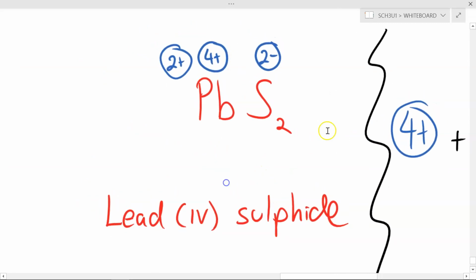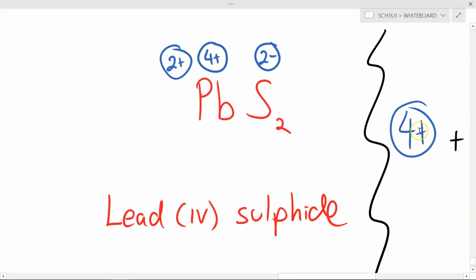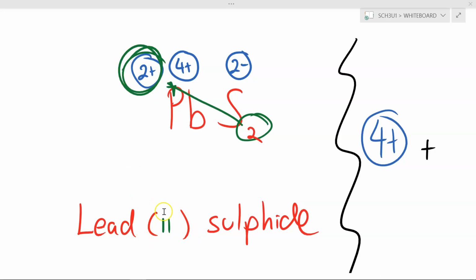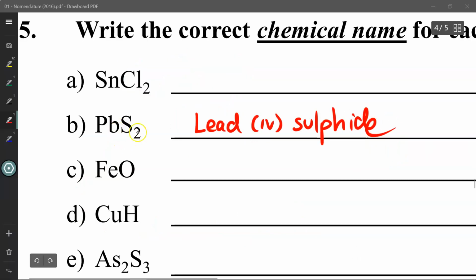Now, what if you didn't learn about the zero-sum rule? What if you only did crisscrossing? This is where students make their mistake, because if they crisscross, they take the 2, they punch it up. Oh, it must be lead 2, not lead 4, and that would be wrong. And that's why I don't recommend the crisscross rule, because you aren't understanding why you're doing things, you're just crisscrossing. And if you crisscross in this case, on a test, I would also crisscross because you're wrong. Alright, so PbS2 is lead 4 sulfide.